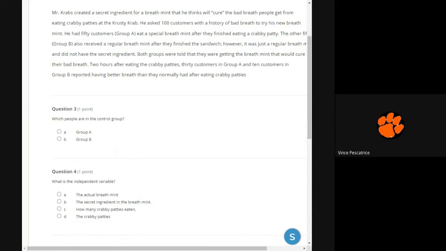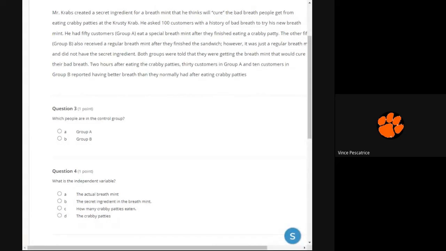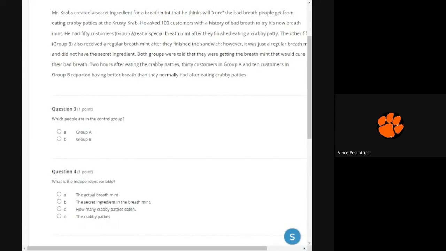Oh boy. Okay. Remember, the control is the group that has the regular mint. It's what you compare to. All right, there we go. There's that change. So we are comparing the group that has the special breath mint to the group that has the regular breath mint, so that we should see a change in A, and we can compare that change to the regular breath mint. So group B is the control group. They're the comparison group.